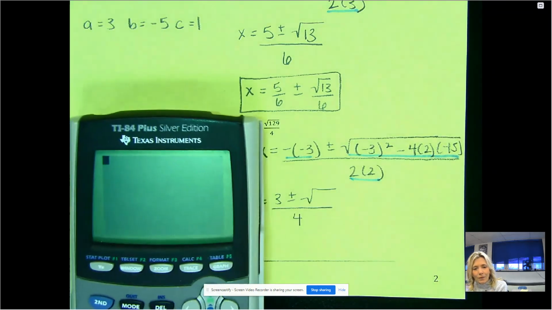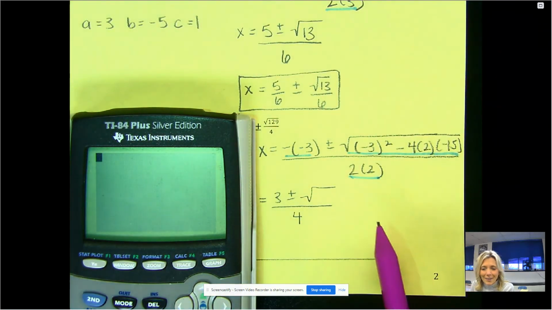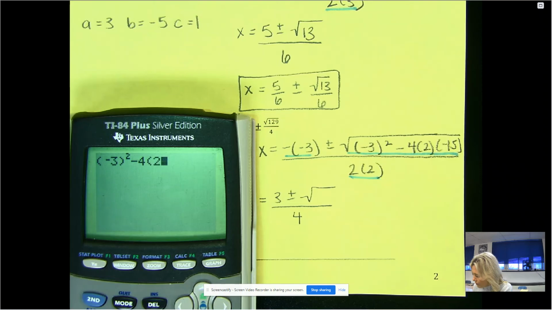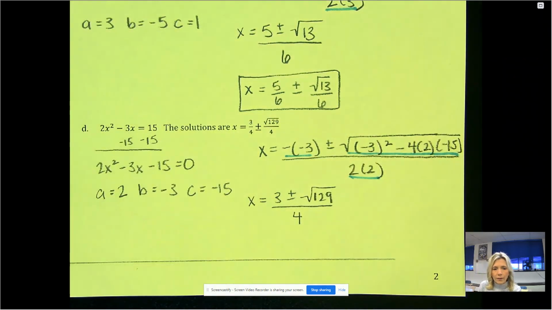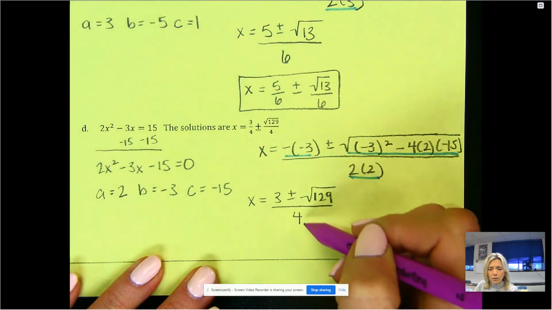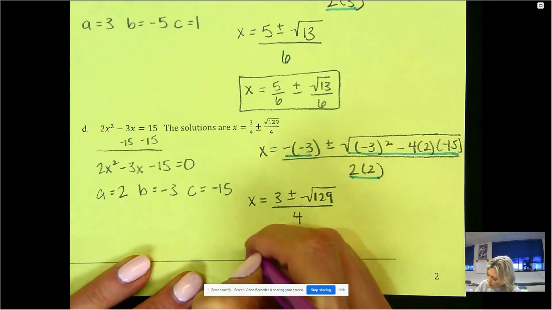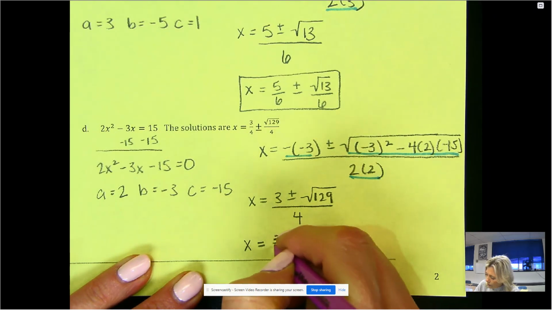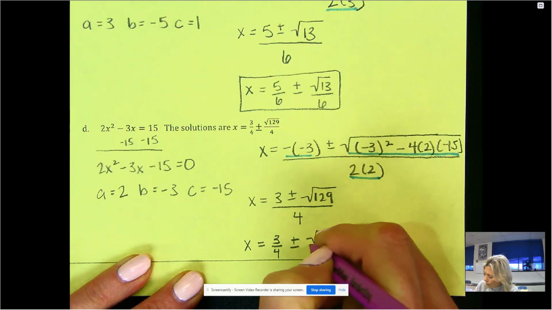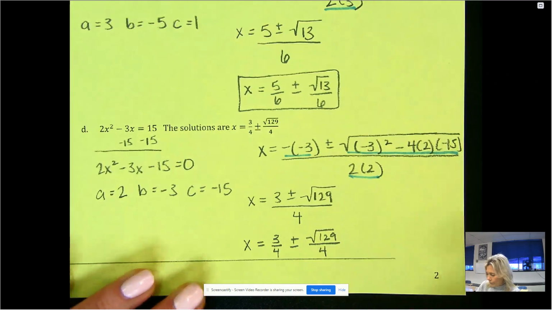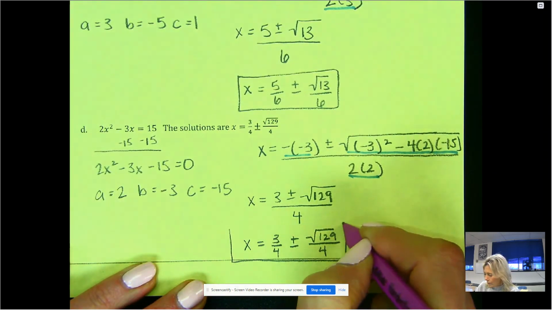So let's go ahead and calculate the discriminant. Negative 3 squared minus 4 times A times C is 129. That goes there. Again, this looks really close to our final answer. We just break this apart. So it's 3/4 plus or minus the square root of 129 over 4. That's our final answer.